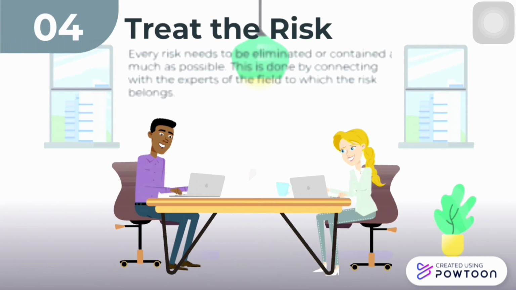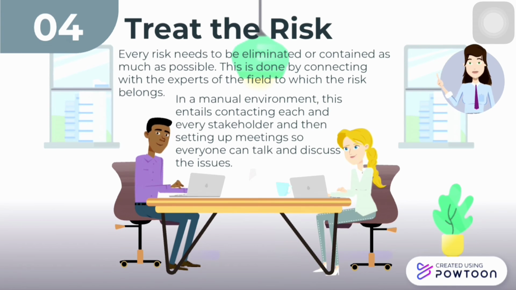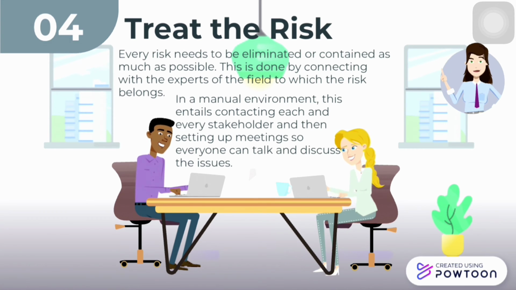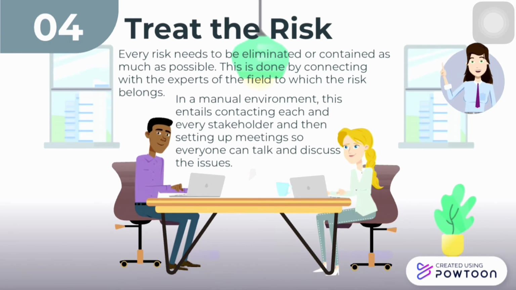Step 4. Treat the risk. Every risk needs to be eliminated or contained as much as possible. This is done by connecting with the experts of the field to which the risk belongs. In a manual environment, this entails contacting each and every stakeholder and then setting up meetings so everyone can talk and discuss the issues. The problem is that the discussion is broken into many different email threads across different documents and spreadsheets and many different phone calls. The discussion regarding the risk and its possible solution can take place from within the system.